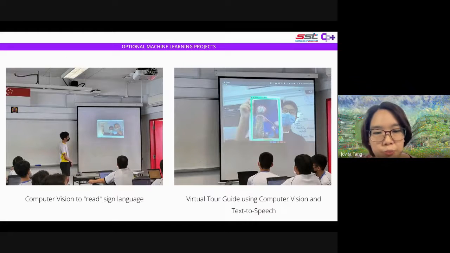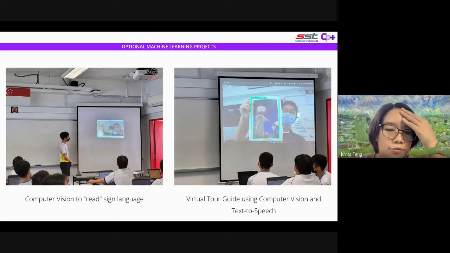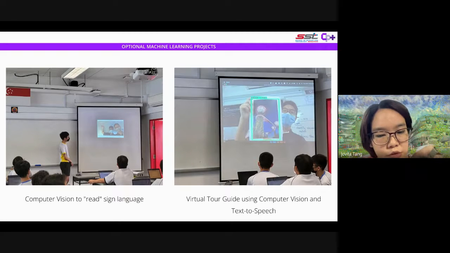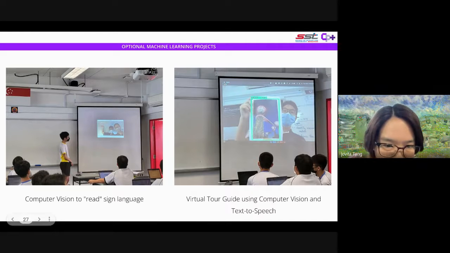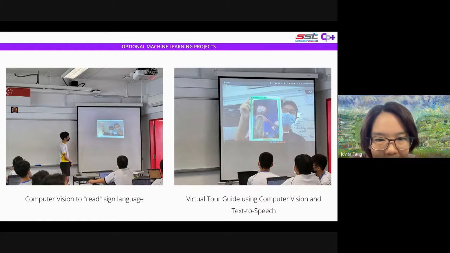So, optional machine learning projects. If they're interested, they will think of their own use cases for machine learning, and they will try to train a program for that. What I have here on the left is a group that tried to use computer vision to read sign language. If you see carefully, I know the picture is a bit small, the person on the left side is doing a hand sign for one of the alphabets in sign language, and the computer is able to detect what letter it is.